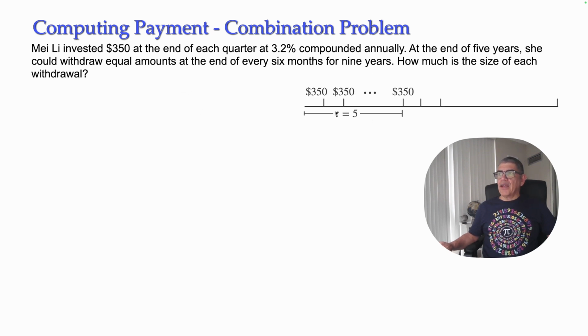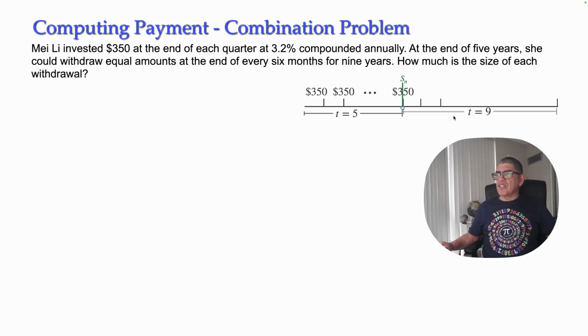Notice that in the time that we have, there are 5 years in which Li is investing $350 at the end of each quarter. So that happened for 5 years. They say that at the end of 5 years, she could withdraw equal amounts at the end of every 6 months. Obviously, after this annuity, this 350 deposit every quarter, she's going to have an amount, a future value of this annuity. And this future value that we're going to compute will be the present value of a second annuity in which she is withdrawing money. And that happened for 9 years.